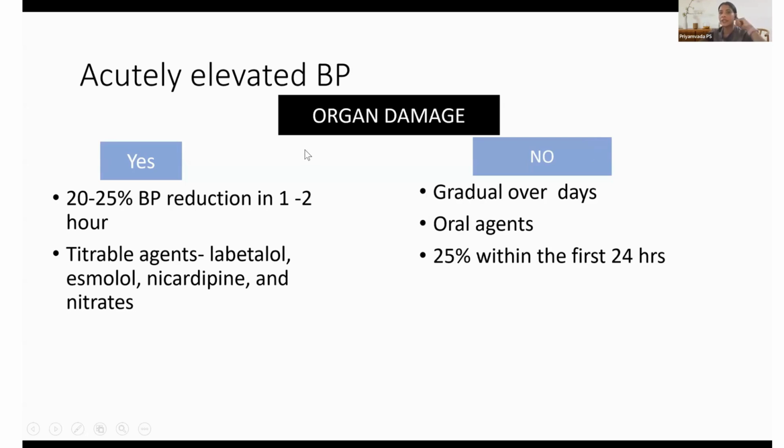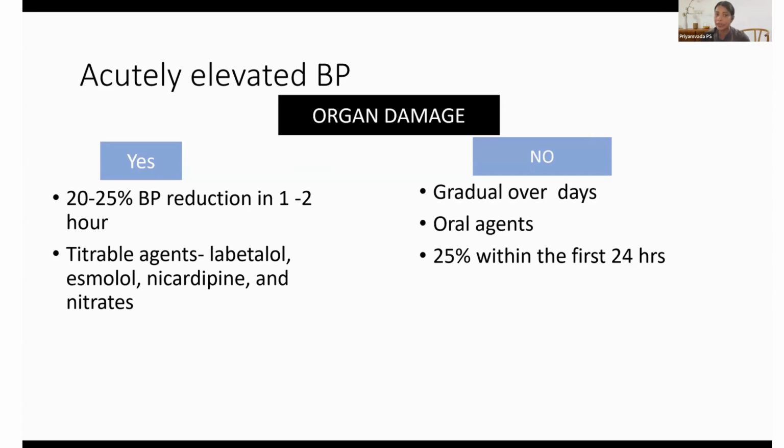And if there is evidence of organ damage, as evidenced by an abnormal neurologic examination, the fundus shows new onset bleeds or papilledema, the patient has any cardiac issues, or there is reduced urine output, that's a scenario where we have to urgently reduce the blood pressure by 20 to 25% of the previous value in a matter of 1 or 2 hours. And always use a titrable agent. We don't want any sustained hypertension in this scenario.